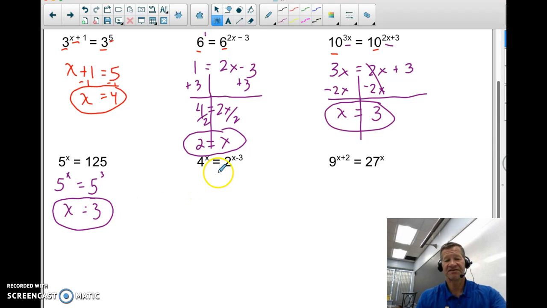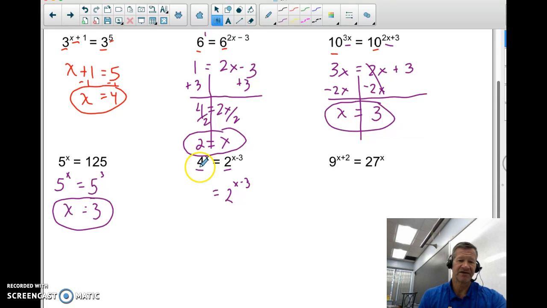Okay, look at the second one. This side has a base of 4, this side has a base of 2. Well, I don't want them to be different, I want them to be the same. So normally what we do is we keep the smaller base. You can do either one, but the smaller one will be a little bit easier. So we're going to keep the 2 as a base to the x minus 3. But that means I have to rewrite this 4 as a power of 2.